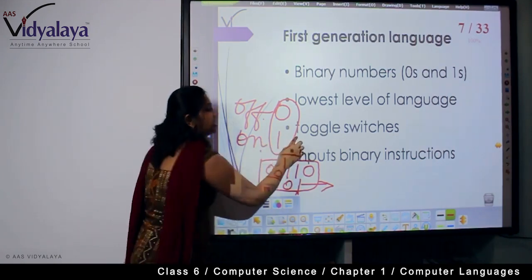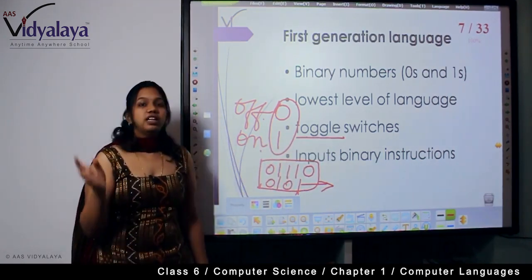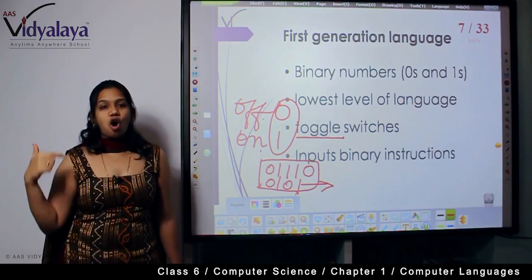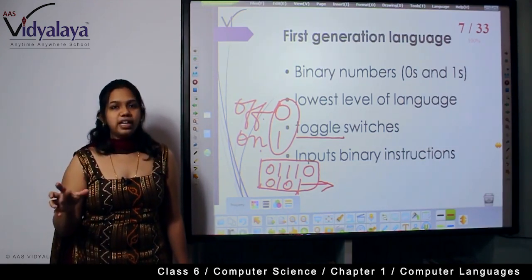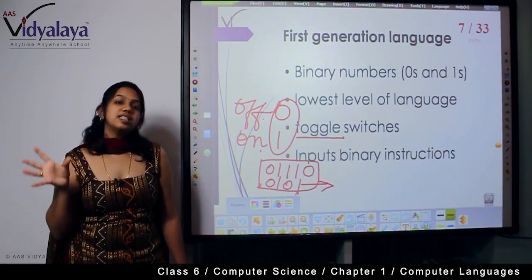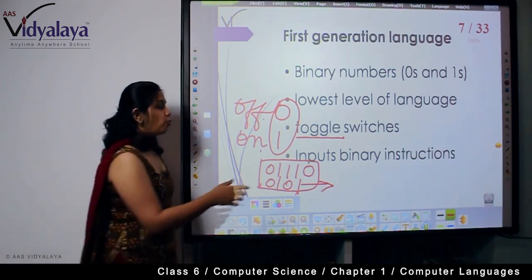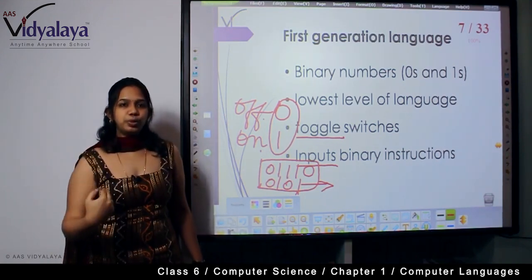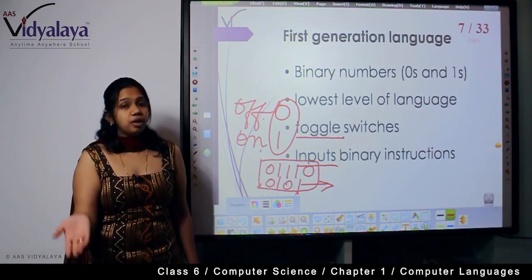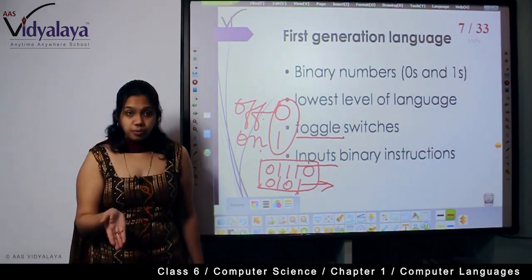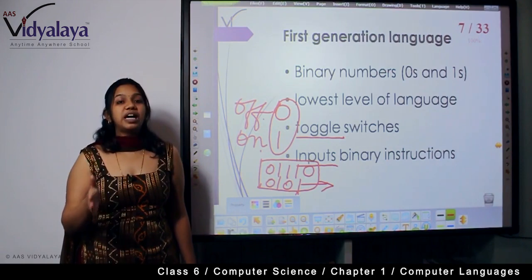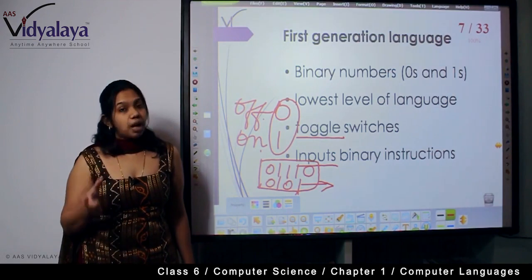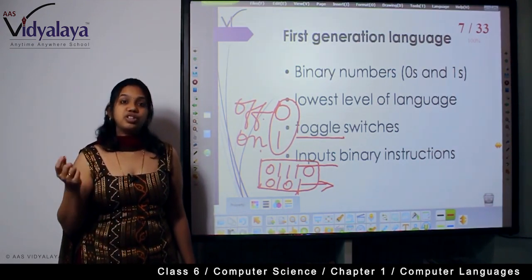Okay, and toggling switches. What did we see earlier? The switch can be switched off or on. So this switching off and on is called toggling. So when you do that on switches, they are called toggling switches. Alright, and what are the inputs? What is input? You give something to the computer. When a user, a human, gives something to the computer, it is called an input. So these inputs for a first generation language are usually binary instructions, zeros and ones. These are called the binary numbers or binary instructions to the first generation language.